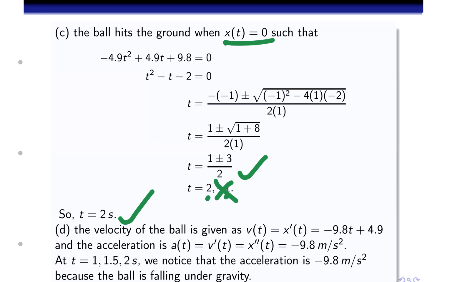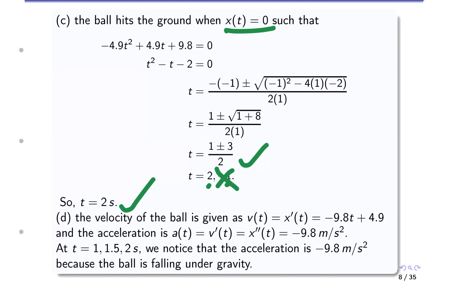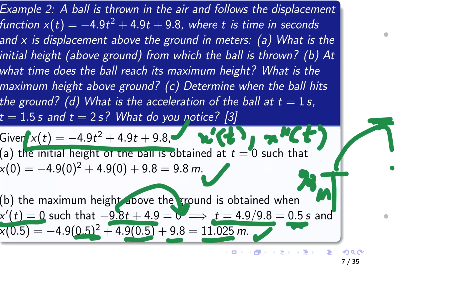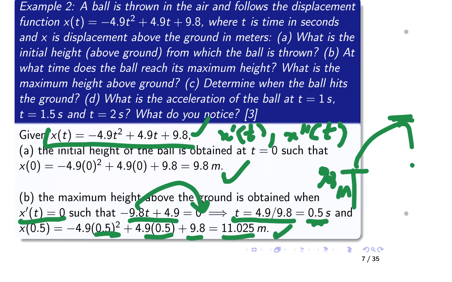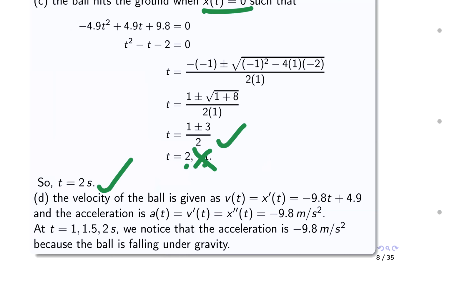Okay. So the last thing is, we want to know the acceleration. Let's quickly check the last question again. Determine the acceleration of the ball at t equals 1.5 and 2 seconds. Okay, acceleration. So in that case, we differentiate the velocity again. The velocity of the ball is given as v of t equals x prime of t, and that is minus 9.8 t plus 4.9, which we saw before. And then the acceleration will simply be, differentiate this again, and you get minus 9.8 meters per second squared.